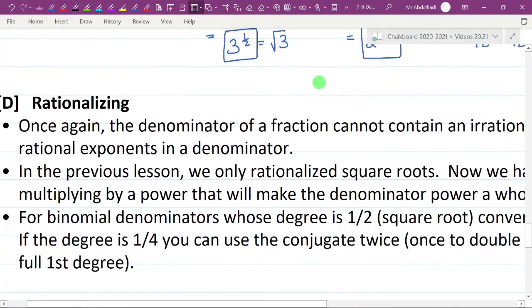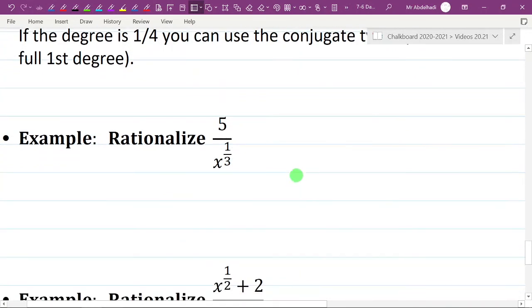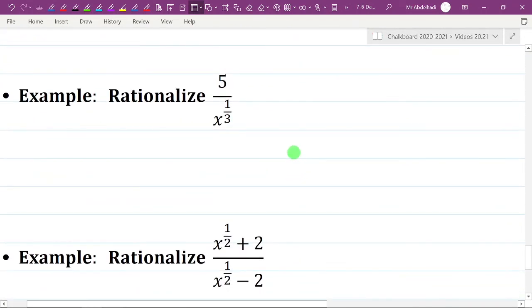All right. This last part is called rationalizing fractions. We did rationalizing with radicals already. So rationalizing said that you cannot have in your denominator any radical symbols. Okay? So we used conjugates and other radicals to get rid of the radicals. The issue with this is that this doesn't look like a radical, but it is one. Okay?